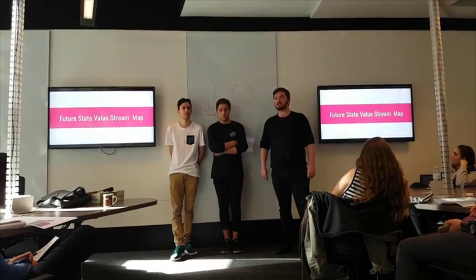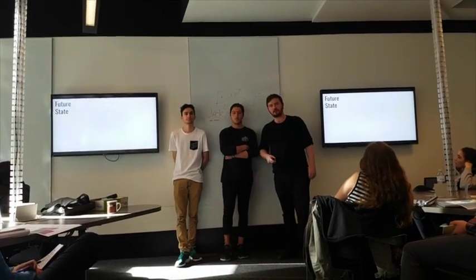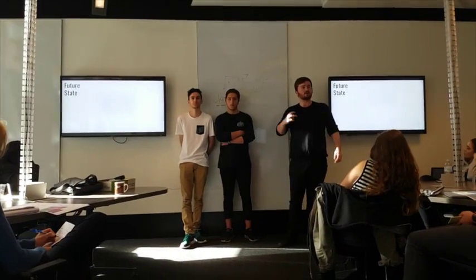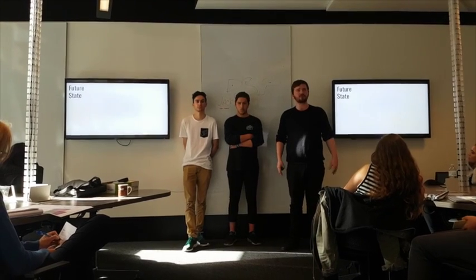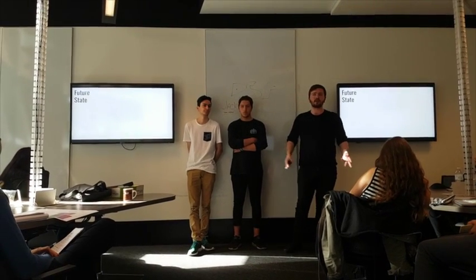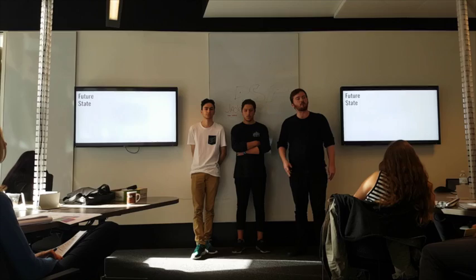And then after doing the current state, we've got the future state. Generally with value stream mapping, you're taking out processes to make it more efficient. We're doing the opposite. We are adding more processes in, but we're going to keep it at the same amount of time. So it is still efficient, even though we're adding more processes.